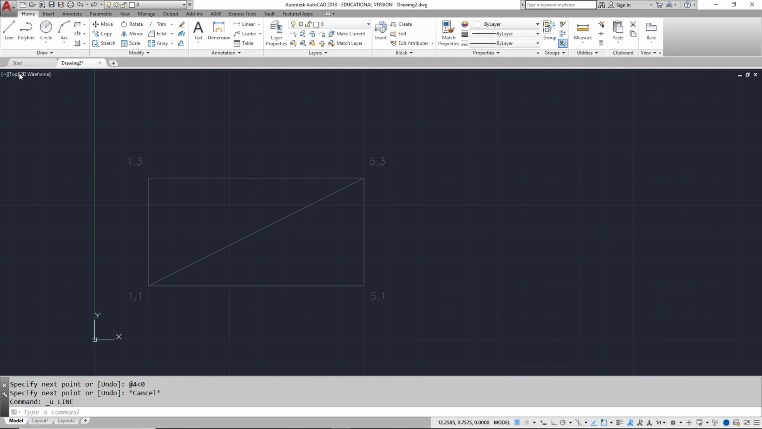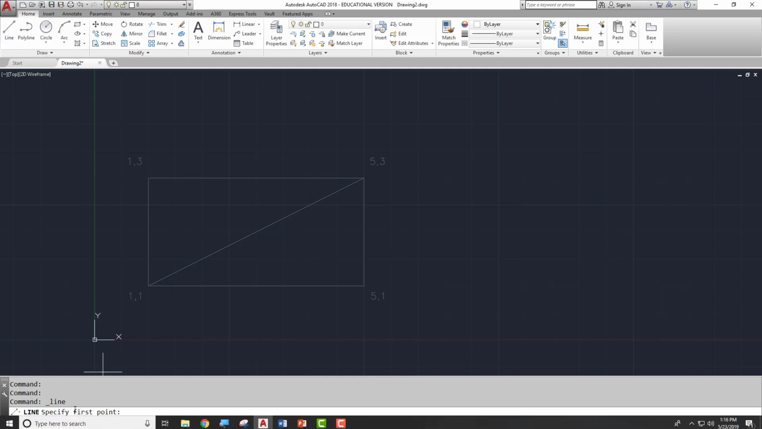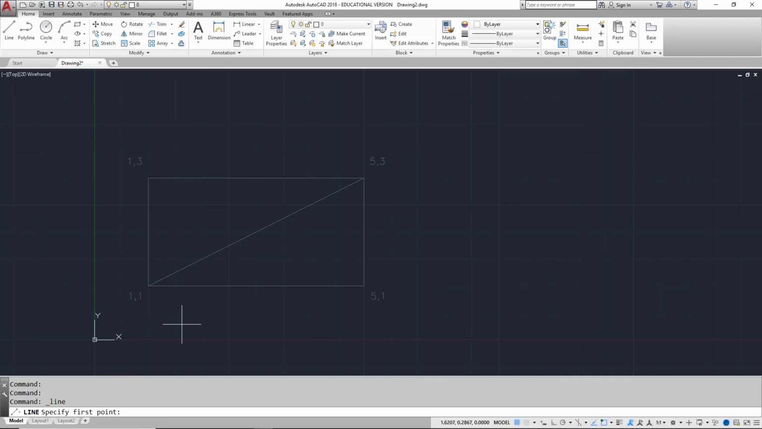To illustrate this, I'll come in here and use the line command, and it asks me to specify the first point. As before, I don't recall what was the previous point that I clicked on this screen, so I'm just going to use an absolute coordinate here of 1, 1, enter. Now to go to this second point, if I was using absolute coordinates, I would type in 5, 1. If I was using relative coordinates, I would say at 4, 0.